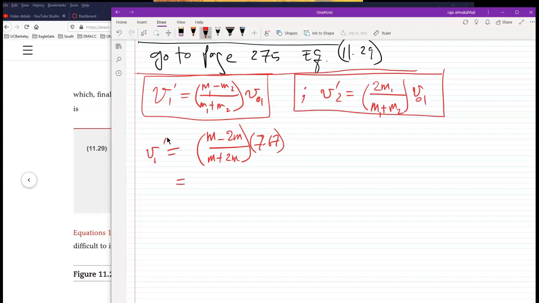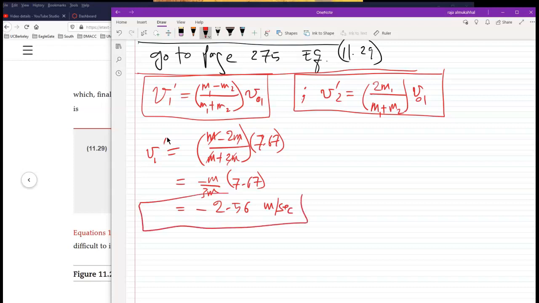We work it out. The m's cancel out, as you can see, and I end up with minus m over 3m. And we will end up with negative 2.56. So V1 prime is equal to negative 2.56 meters per second. There we go. This is really what we are interested in. We're basically done with the problem.